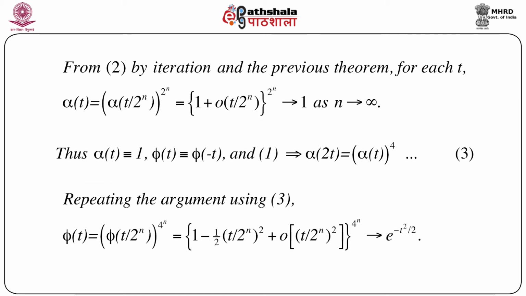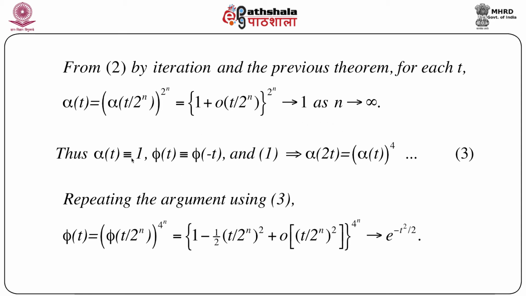Now if we repeat the previous procedure as in 2 and also in 1, we can get phi of t as alpha of t by 2 to the power n, whole to the power 2n. And we can immediately see that if we just expand it, we will get 1 plus small o of t by 2 to the power n, whole to the power 2n. Clearly this goes to 1 as n goes to infinity. Thus alpha t equals 1, that means alpha t actually goes to 1 as n goes to infinity.